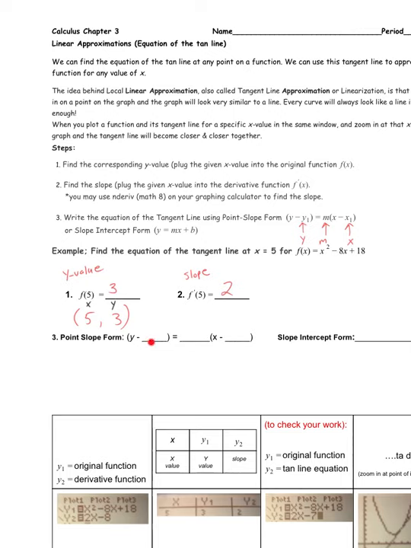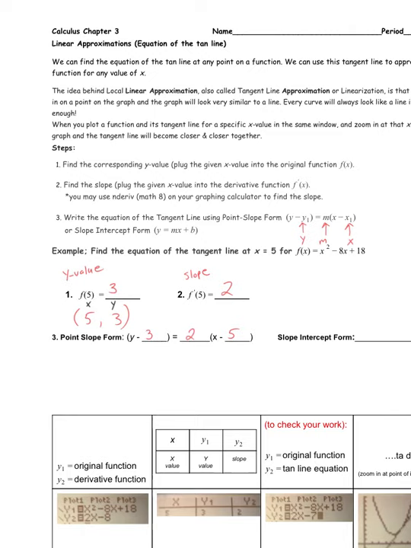So y minus the y-coordinate, which is 3: y minus 3. It is equal to m. I know my slope is 2, so that goes right here. And then it's x minus the x-coordinate. My x-coordinate was given to me, 5. So there is my point-slope form: y minus 3 is equal to 2 times x minus 5.